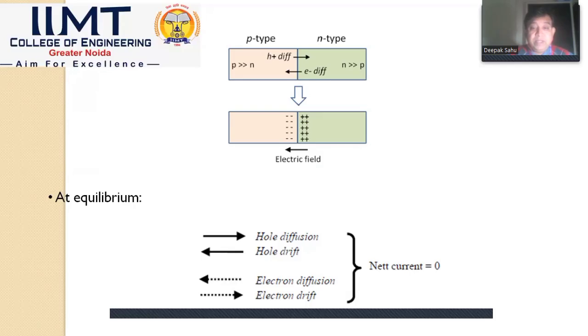Now, as shown in the bottom labeling, there are two movement forces mentioned: hole diffusion and hole drift, and electron diffusion and electron drift. Now, these different forces need to be considered with great detail here.